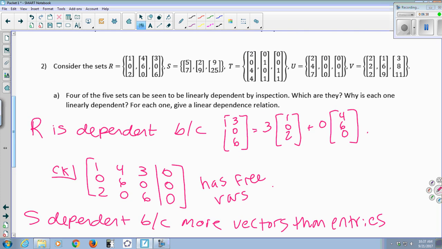T, there are 3 vectors and 4 entries, so that one you can't automatically say dependent. Is it obvious that one is a multiple of the other or a linear combination of the others? No, T doesn't seem obvious to me, so let's jump to U and see if we see something quickly. It's got the 0 vector in it, right? So U is dependent because it has 0 in it.